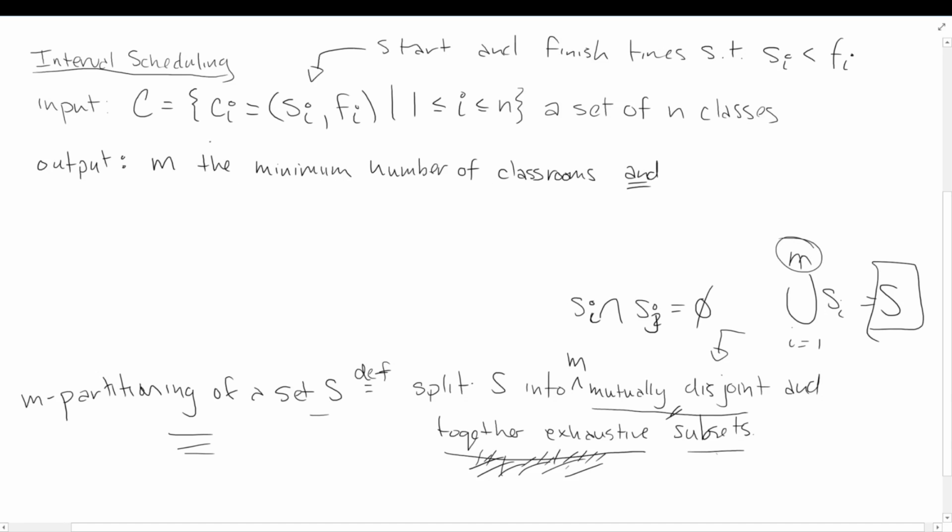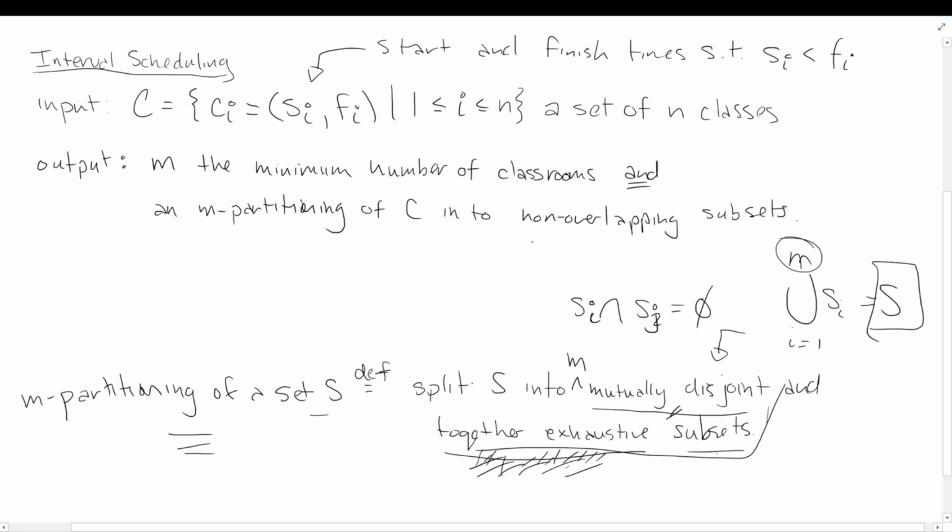And then we want to partition our classes into m subsets that are mutually disjoint and together exhaustive. So I might say here an m partitioning of C into, and the m partitioning part captures this bit, so I don't need to do this bit anymore, but the part that I want is the non-overlapping bit. So an m partitioning of C into non-overlapping.